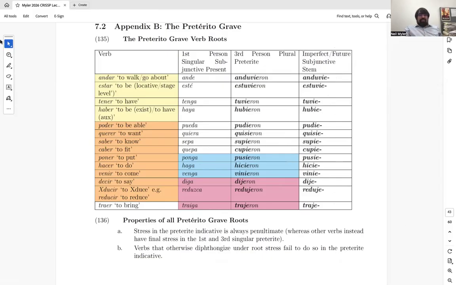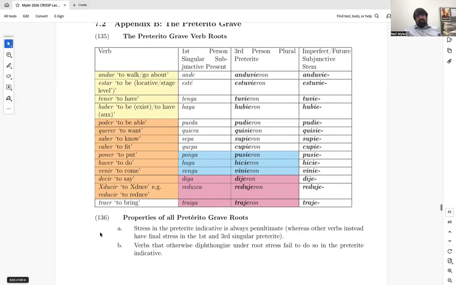Now, there's various bits of shading here. I'd better explain what those mean. But first, here are some properties that all Pretérito grave roots have. They're in my 136. First, 136a. Stress in the preterite indicative is always penultimate. So that's different from all other verbs. So all other verbs instead have final stress in the first and third singular preterite forms.